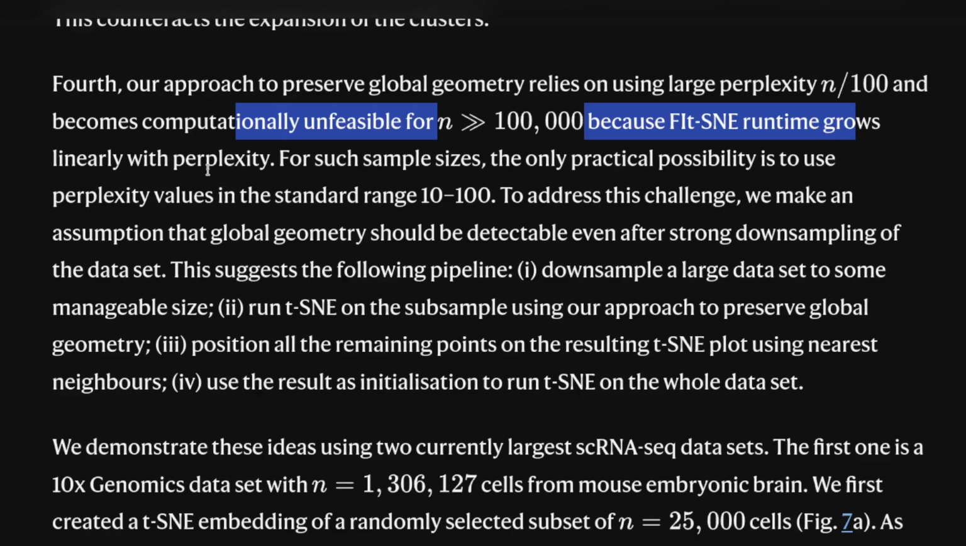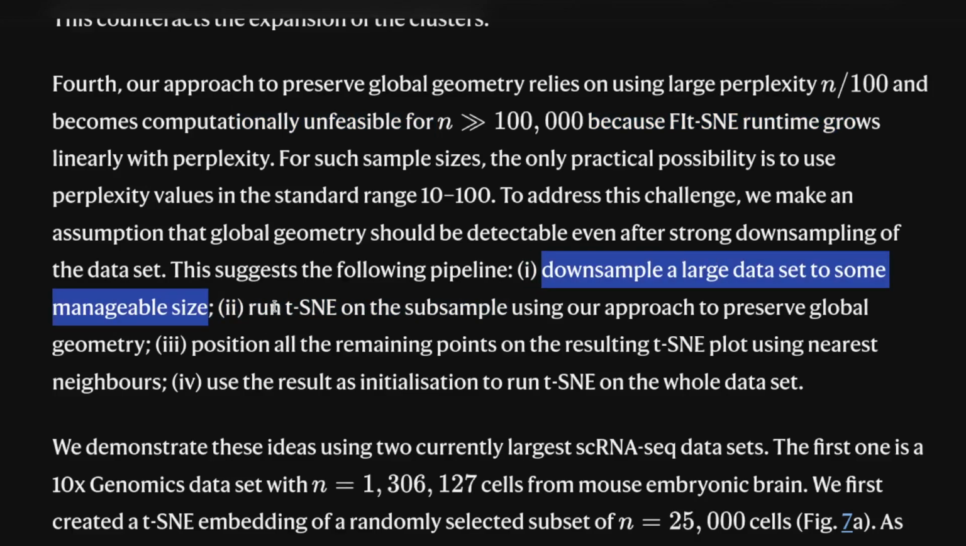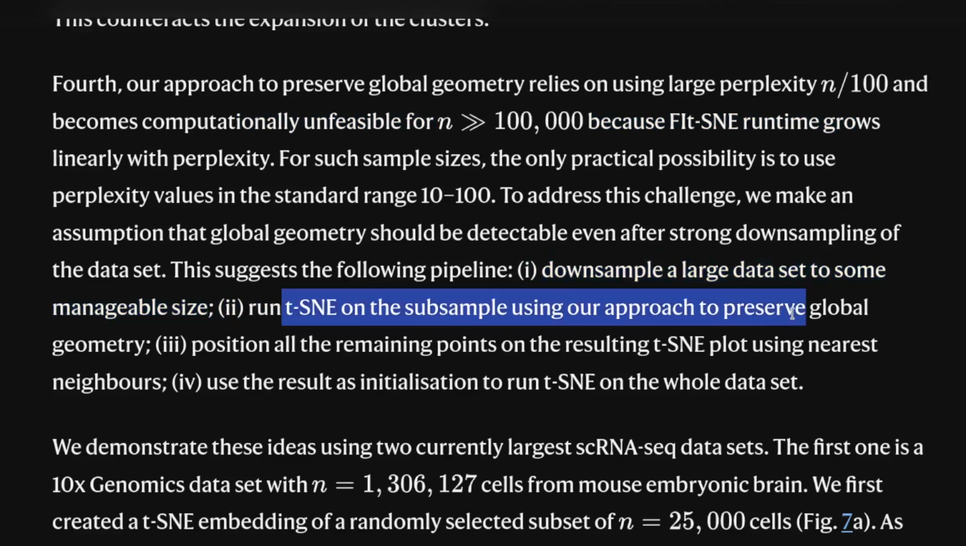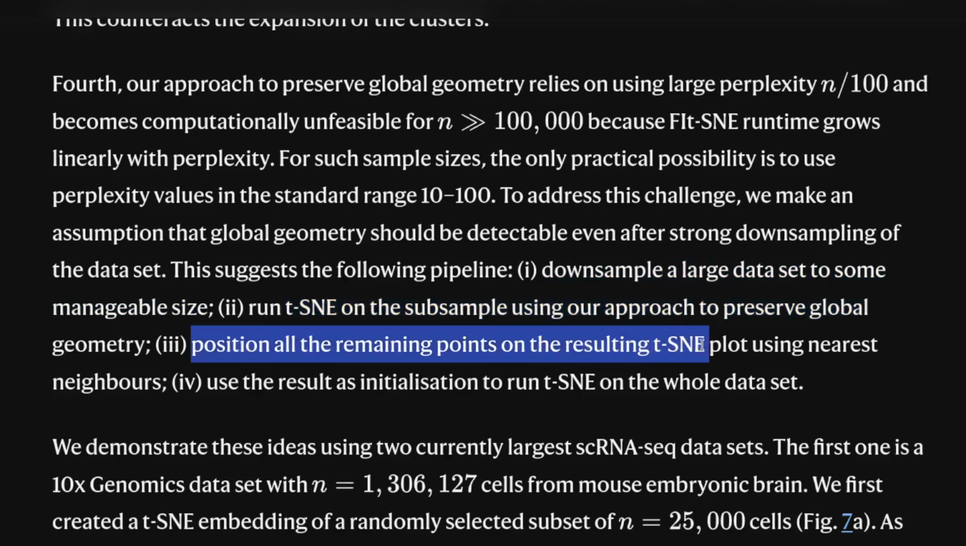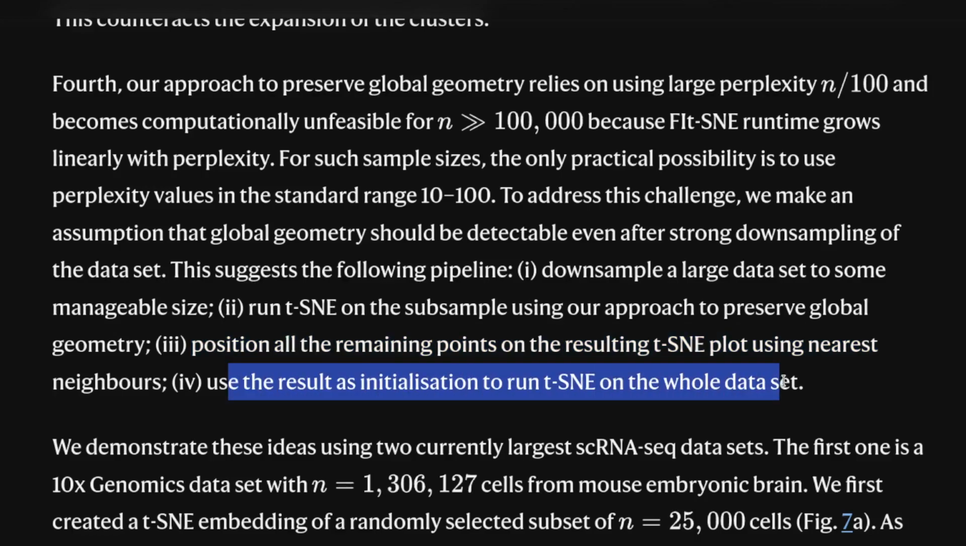1. Downsample a large dataset to some manageable size. 2. Run t-SNE on the subsample using our approach to preserve global geometry. 3. Position all the remaining points on the resulting t-SNE plot using nearest neighbors. 4. Use the result as initialization to run t-SNE on the whole dataset.